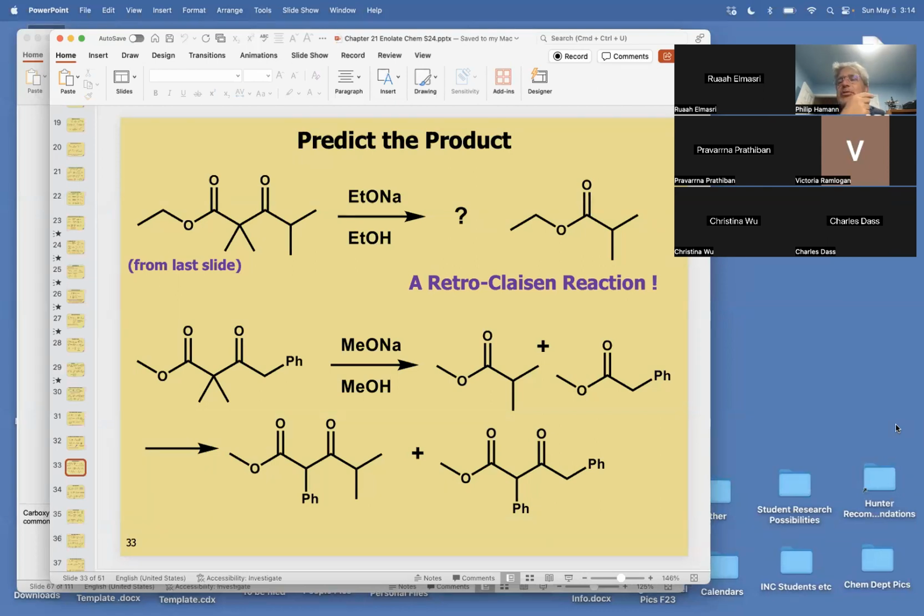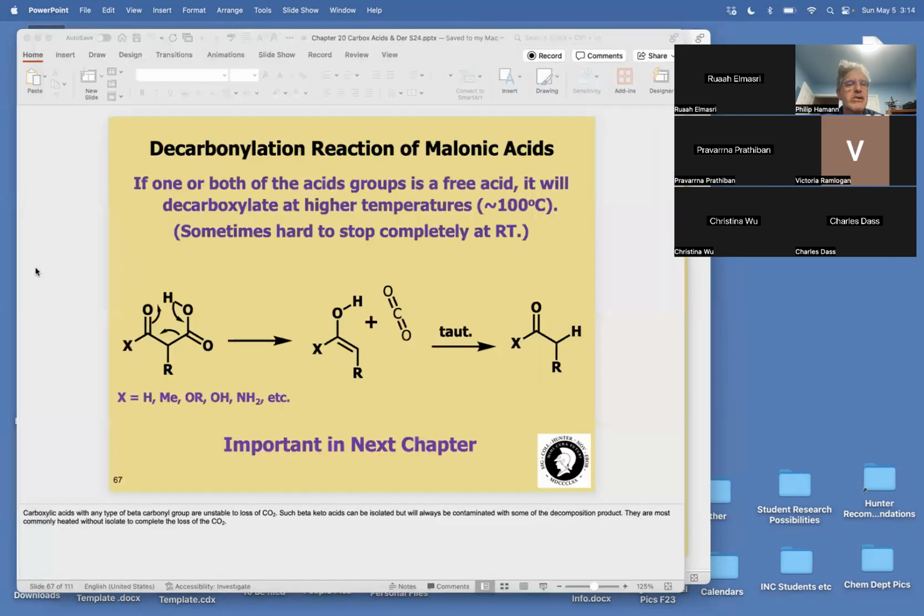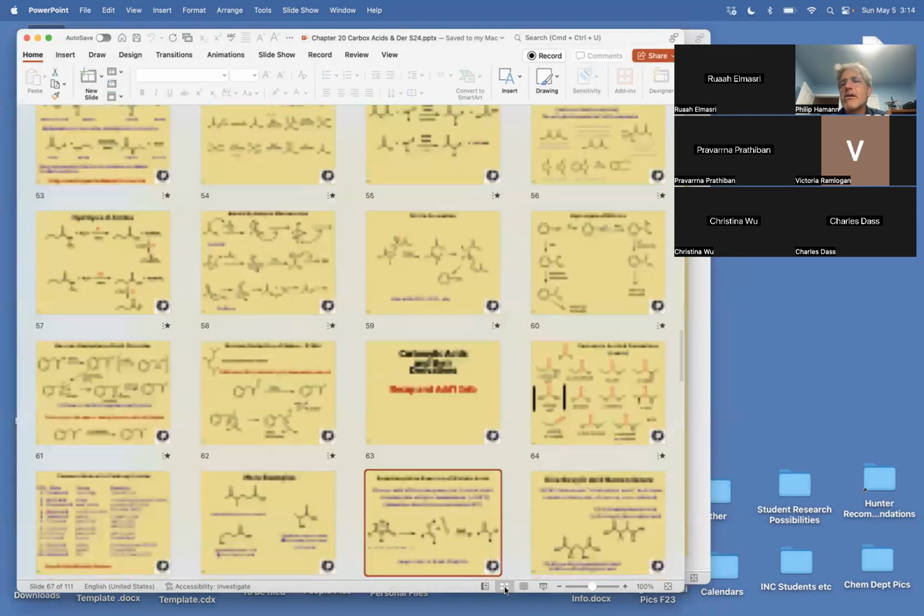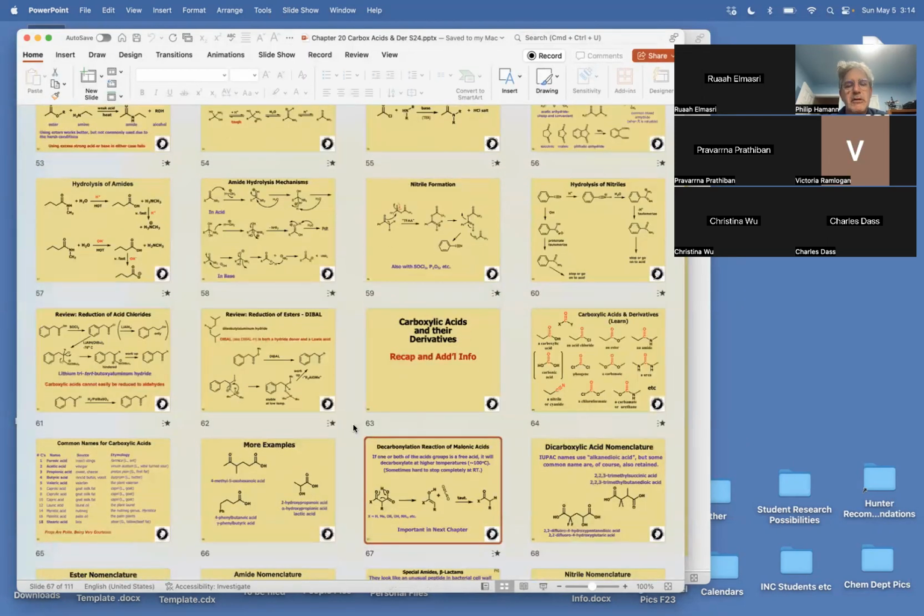Am I pronouncing that right? I don't remember. Yeah, okay. Seems obvious, but names are never obvious. This is based on the carboxylic acids chapter. This one, yeah, make sure. Slide 58.